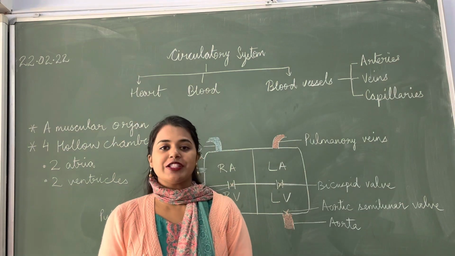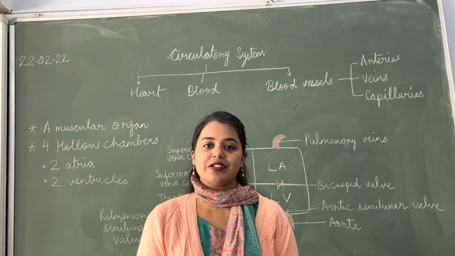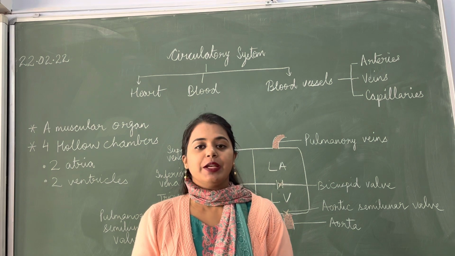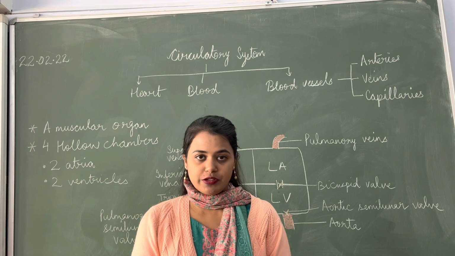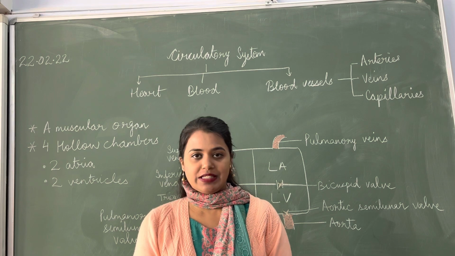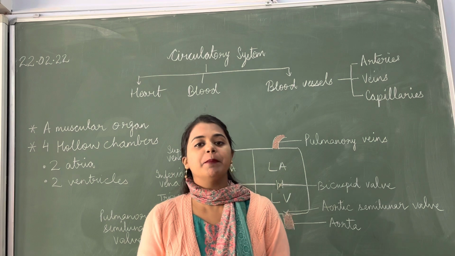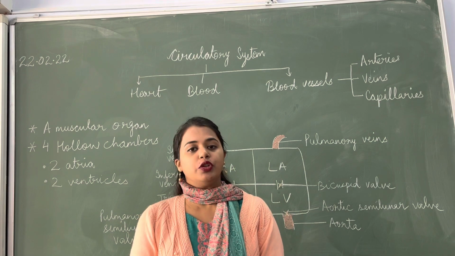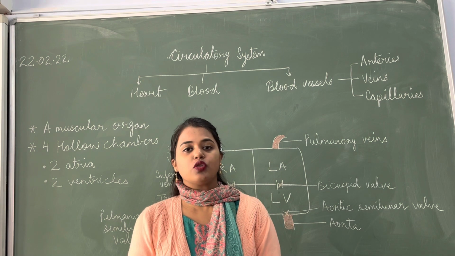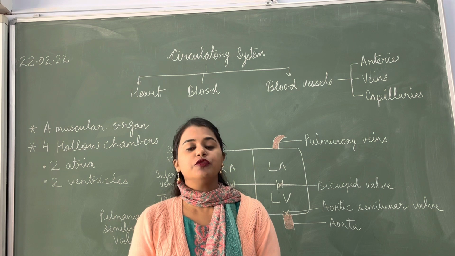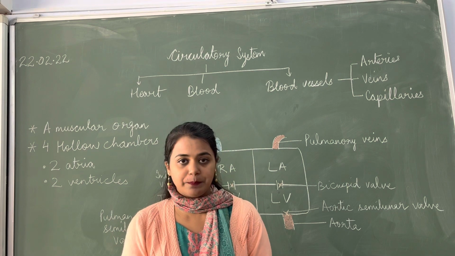Cardiovascular system or circulatory system is the transportation system of the body. It majorly consists of the three main structures: heart, blood and blood vessels. Heart is a muscular organ. The function of the heart is to pump blood to move the nutrients through the blood vessels, to absorb nutrition and remove the metabolic waste from the body.